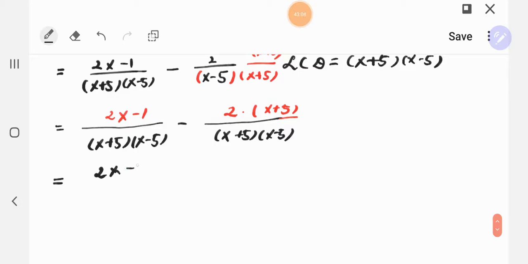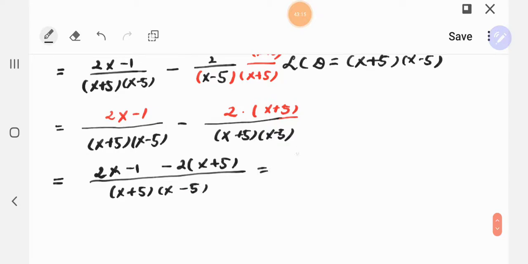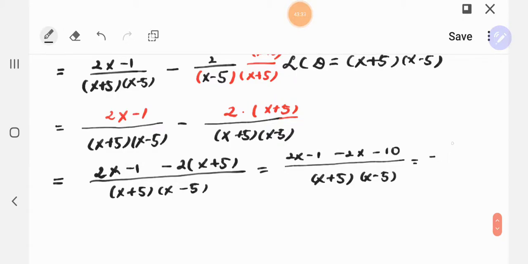add the numerators: 2x minus 1 minus 2 times x plus 5 is the numerator, and the denominator is unchanged. And then simplify the numerator. So 2x minus 1 minus 2x minus 10 over x plus 5, x minus 5. Then when you combine the numerator, 2x minus 2x becomes 0, so negative 11. So it is negative 11 over the denominator, x plus 5, x minus 5. You can put the negative sign outside.